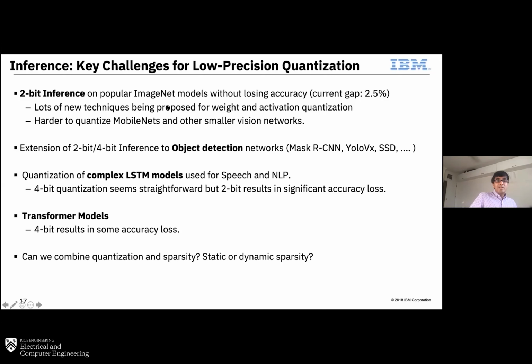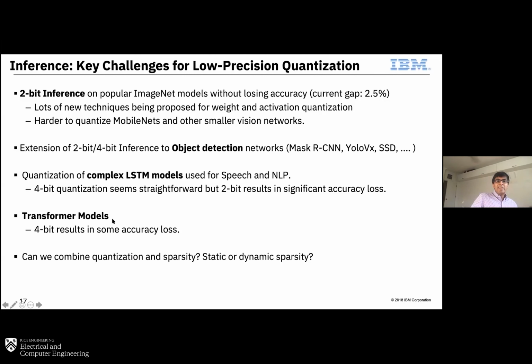And even though popular ImageNet models work really well down to 4 bits, quantizing MobileNets and smaller vision networks is becoming challenging. There's also not a huge body of work on object detection networks, semantic segmentation networks, things like Mask R-CNN or YOLO V3 and SSD. This is a critical piece of work that needs to happen to be able to enable a future where all of the inference is done either in 4 bits or 2-bit arithmetic.